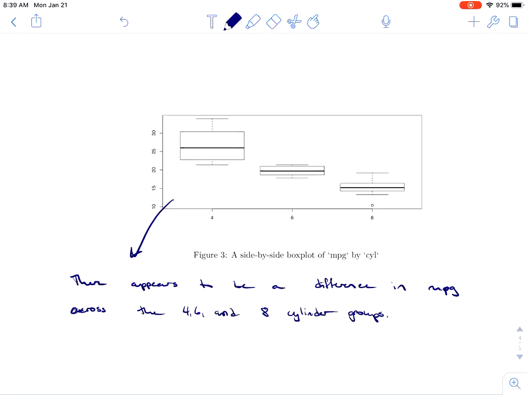Any questions about that? So that's where we'll leave categorical data for now. Just kind of visualizing, summarizing. We'll put that on the back burner for a little bit.